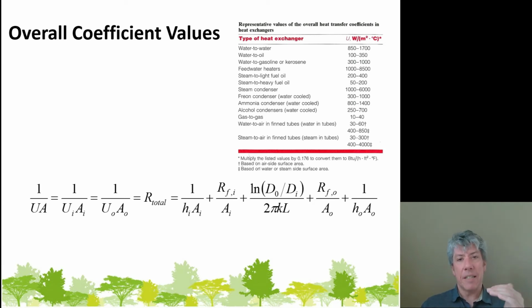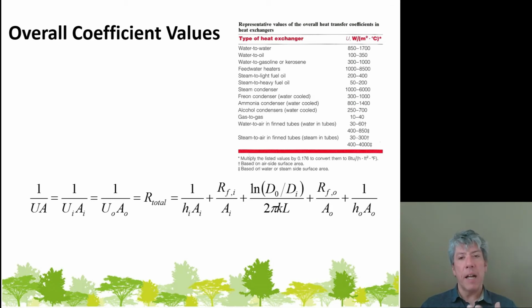If you have a gas-to-gas heat exchanger, though, almost at the bottom of this list, now we're at 10 to 40 watts per square meter per degree Celsius. And so the resistance to heat transfer is much higher, the conductance is much lower. But there's one other thing that we have neglected in our overall heat transfer coefficient. It is certainly possible that the inside surface of the tube and the outside surface of the tube that separates the hot and cold fluid will foul.